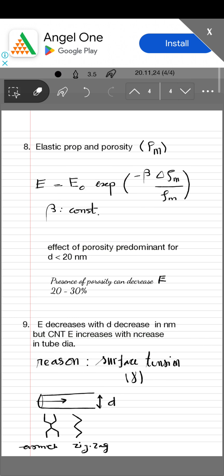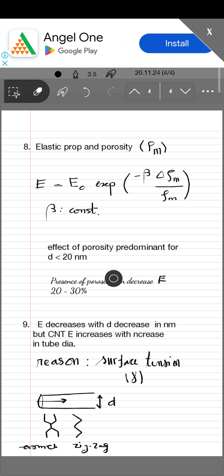Now, to formulate the effect of porosity, this is the formula where a change in porosity with respect to the original porosity has been framed, and effective porosity is predominant for grain size less than 20 nanometers, and effective porosity decreases the elastic modulus by 20 to 30%.